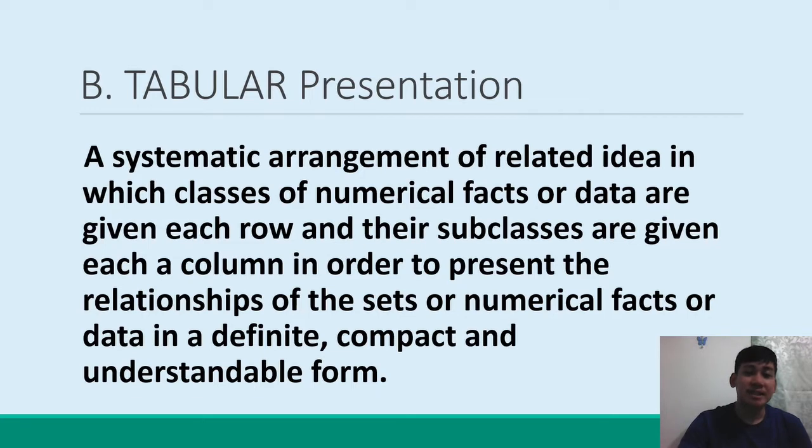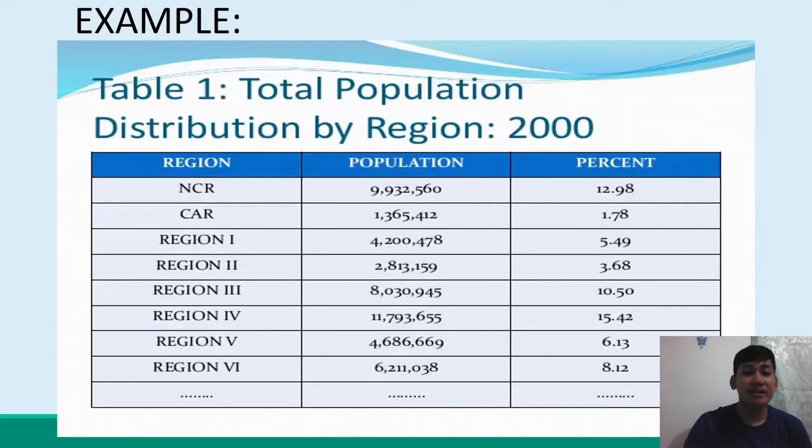So table presentations are concise, and because data are systematically grouped and arranged, explanatory matter is minimal. So tables also give whole information even without combining numerals with textual matter. They can be easily constructed and understood even without reading the text. So here is the example of the table presentation. This is the total population distribution by region, year 2000. So the region, population, and percent.